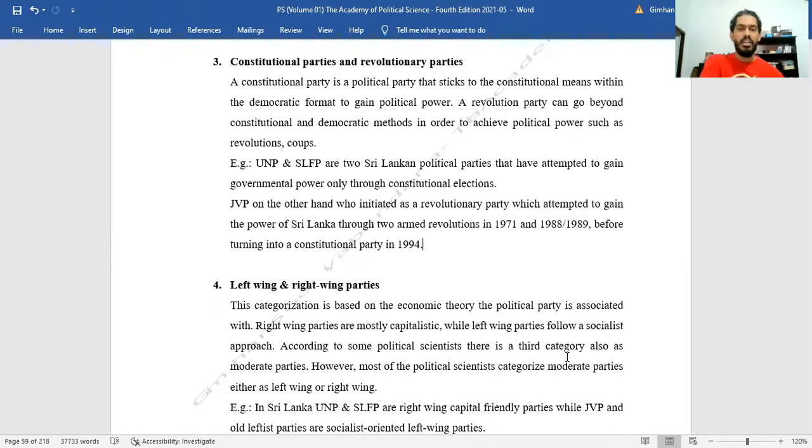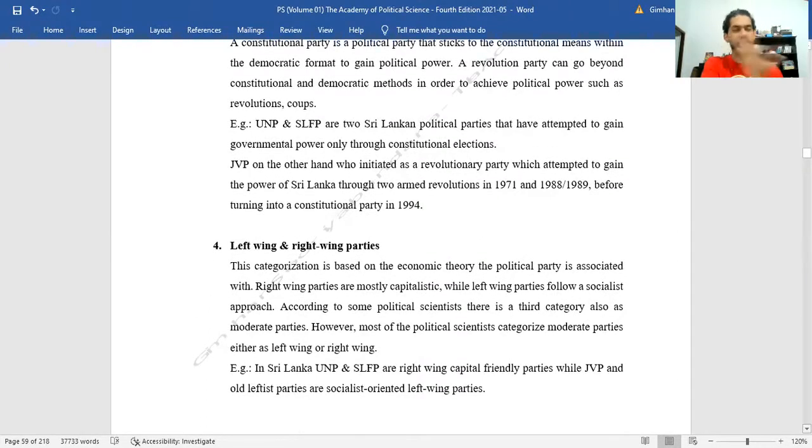Okay. Then, this is the fourth one, left wing, right wing. This is basically about which economic theory you follow, right? We saw in political ideology that there's liberalism and there's socialism, right? So if you are following liberalism, you're a right-wing party, liberal capitalism. If you are following socialism, you are a left-wing party. Okay. Then there are other subcategories in that: whether you are center left or far left. Are you really, really socialist? Or are you mildly socialist?